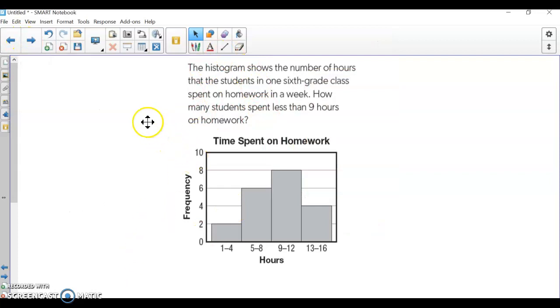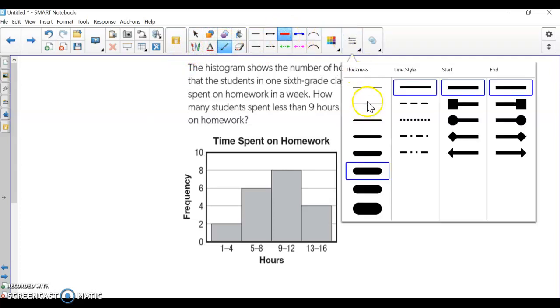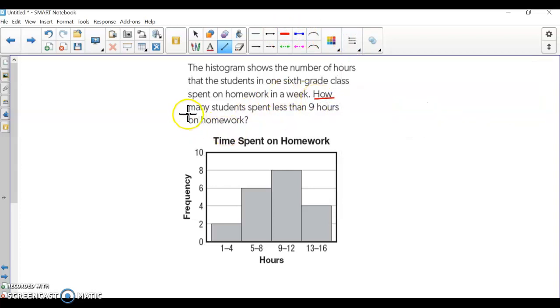Here's the next one. The histogram shows the number of hours that the students in one sixth grade class spend on homework in a week. How many students spent less than 9 hours on homework? So let's go and underline your question. The question asks, how many students spent less than 9 hours on homework?